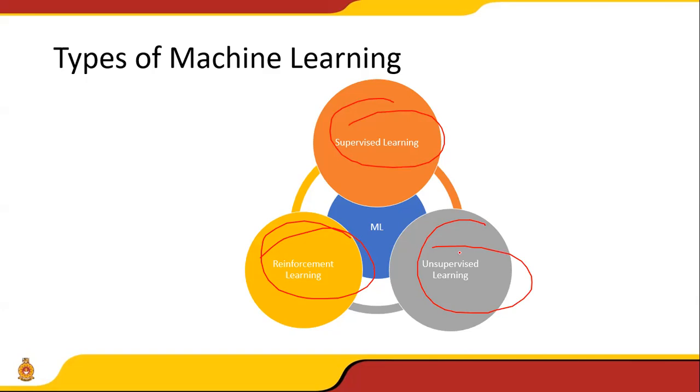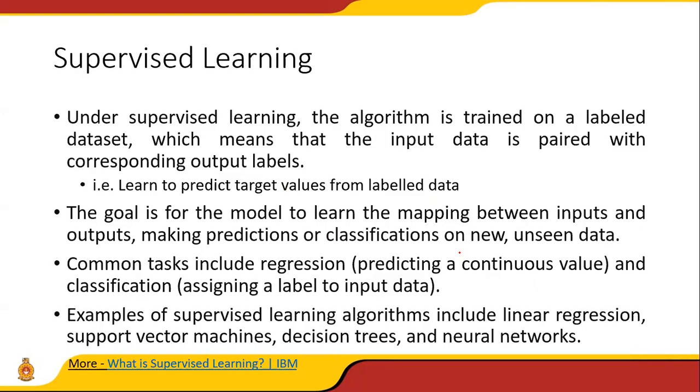If you get a question, what are the major types of machine learning, then your answer should be supervised, unsupervised, and reinforcement learning. Supervised learning. Under supervised learning, what we are doing is training an algorithm. What is this training process? Training means giving examples, right? Not a single example, thousands or millions of examples.